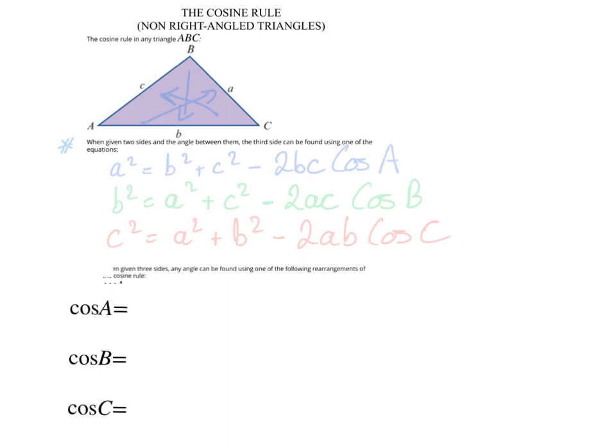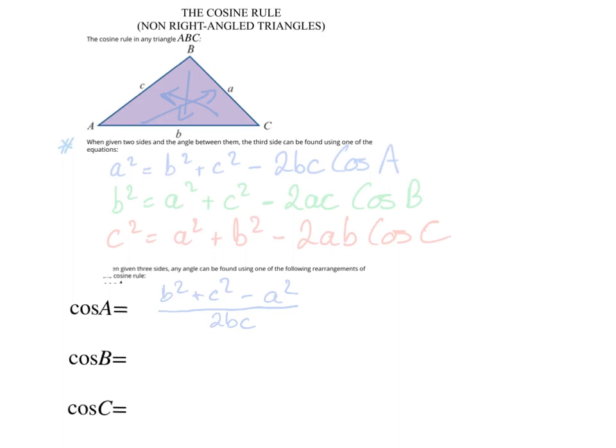So these rules are good for when we're finding a side length. What about if we wanted to find an angle? Well, here's those rules rearranged. So I'm going to write them out for you so that you don't have to do it yourself. Let's take the first rule there and make cos A the subject. So how do I do that? I've got B squared plus C squared, and I'm going to take A squared away from it, and then divide by 2bc. That is the first one.